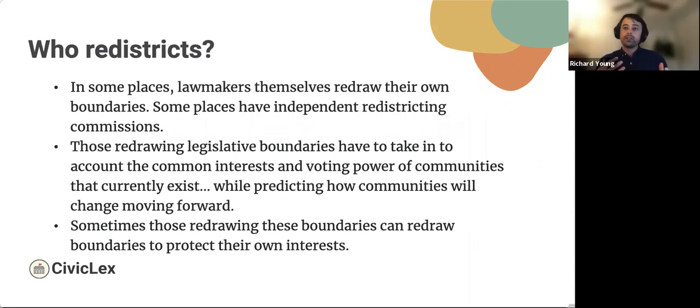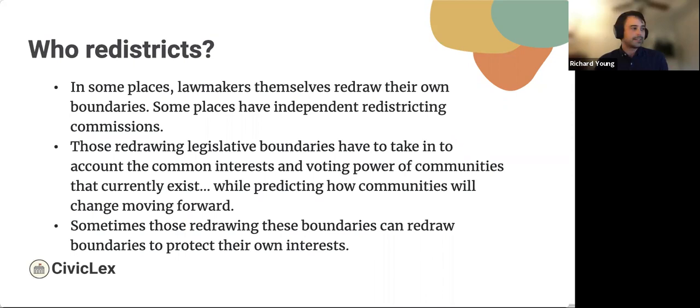So who redistricts is a question that we also receive from a lot of folks. And it really depends on where you are. Here in Lexington, redistricting operates very differently than in other cities our size. So in some places, lawmakers themselves redraw their own boundaries. But in some places, there are independent redistricting commissions, and that's the case here in Lexington. And that is established in our code of ordinances that establishes and governs how the Lexington Fayette Urban County government operates.